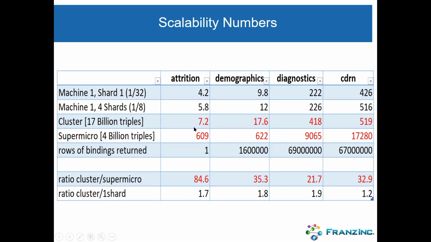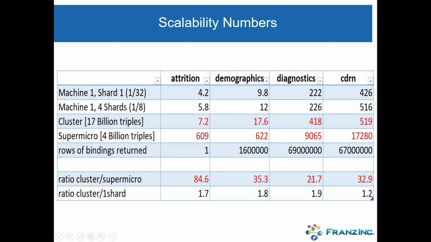If I ran this same query on the Supermicro, it took 609 seconds. So if you take the ratio, you see that the cluster was, in this case, 84.6 times faster than the Supermicro. So in this case, a real huge speed up. If I look at the demographics data, the speed up is only 35 times, mostly because we had to return so many strings that we lost some of the speed up, because all the data had to be streamed to the single master for the query.